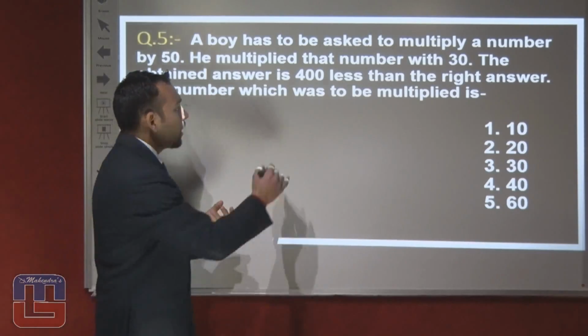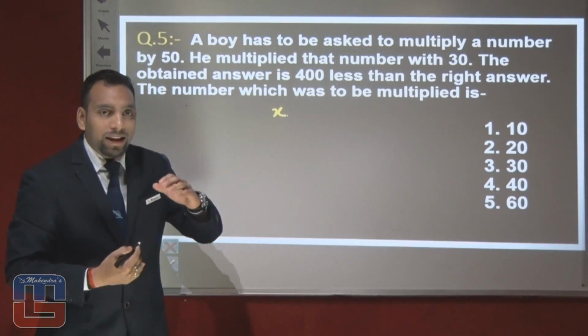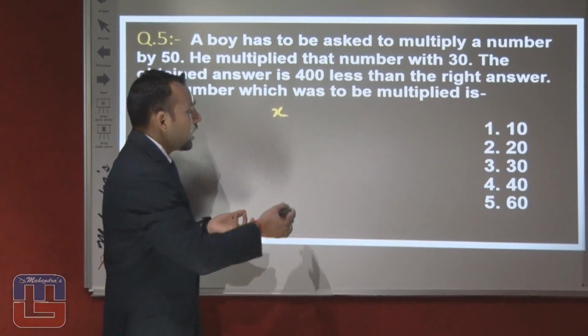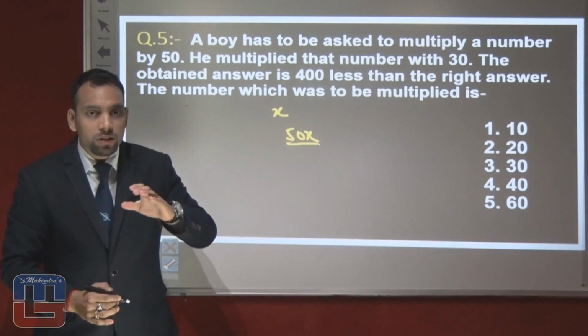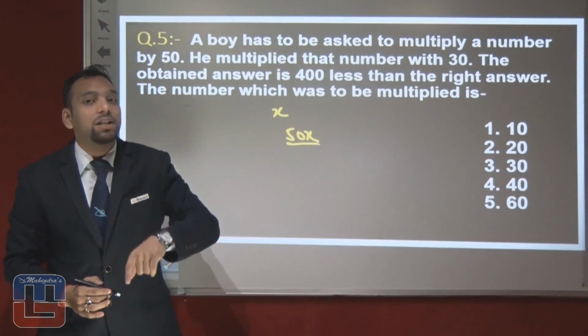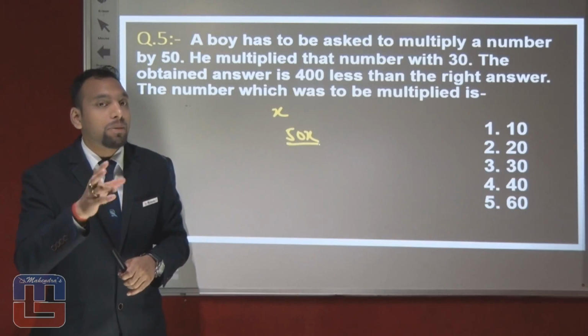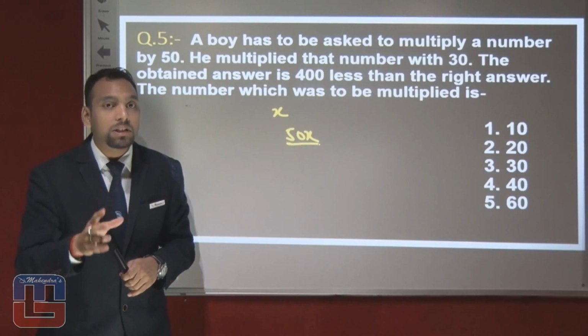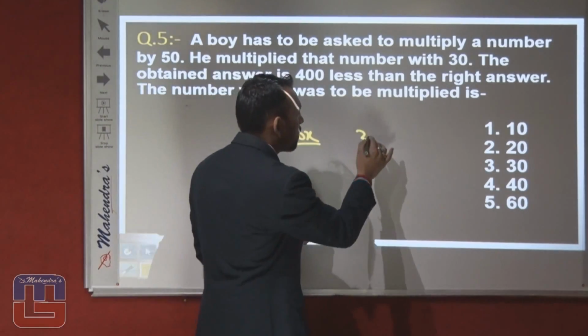Let us assume the number to be x. If this boy is multiplying that number by 50, here we will get 50x. Alright. Now see what the question is saying. He multiplied that number with 30. That means he was asked to multiply a number by 50, but he is multiplying that number with 30. So now multiply with 30, you will get 30x.